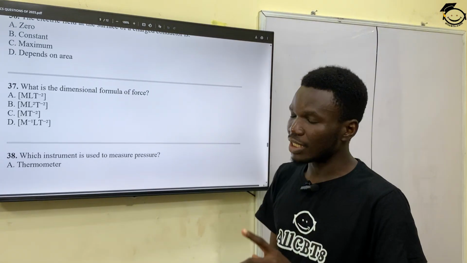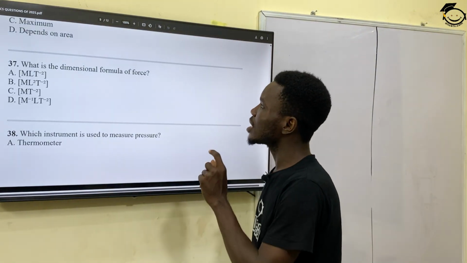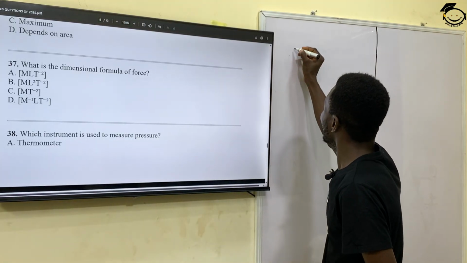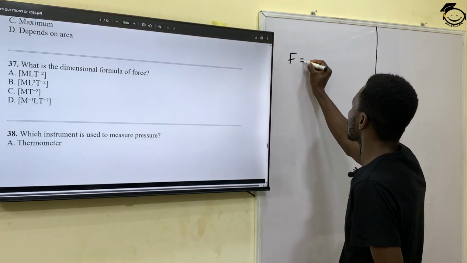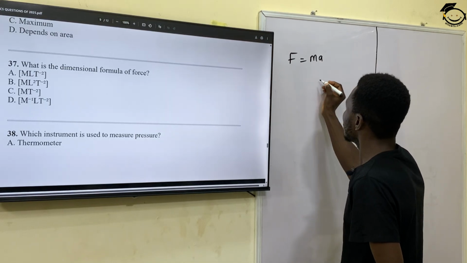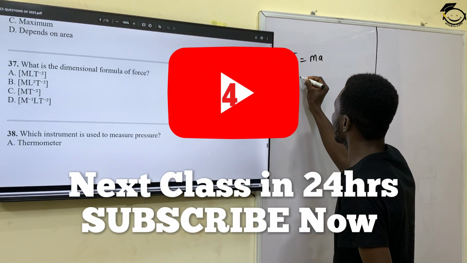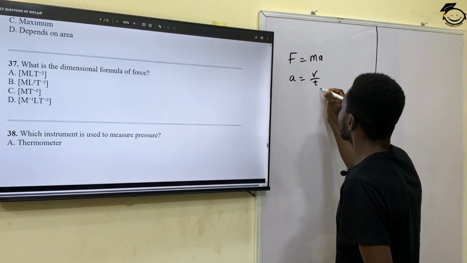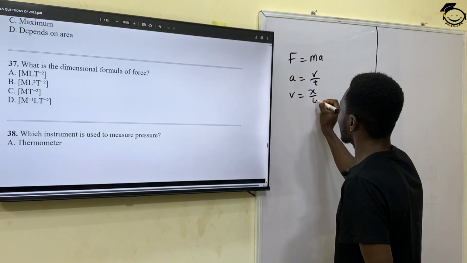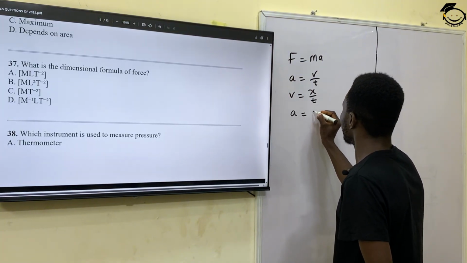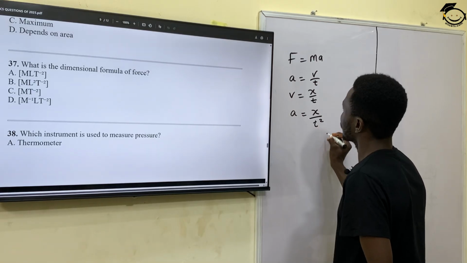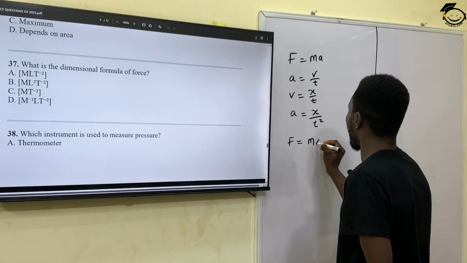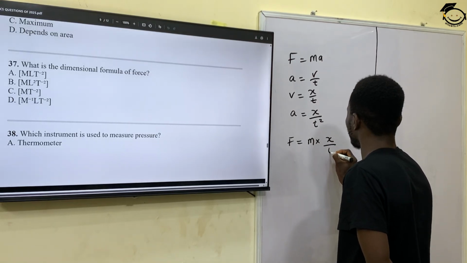Question number 37, which is the next question, says, what is the dimensional formula of force? We know that force is equal to mass times acceleration. Since acceleration is velocity over time, and velocity is displacement over time, my acceleration is displacement over time squared. So our force is mass times displacement over time squared.